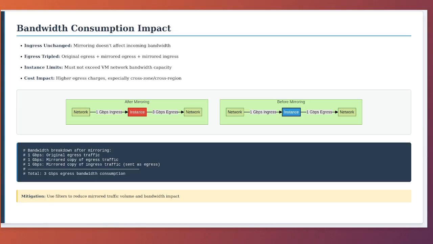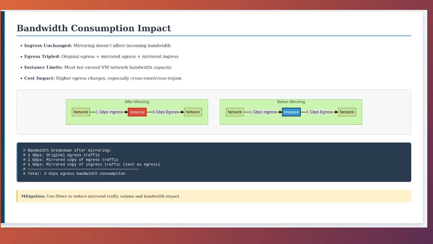This is straightforward and matches how we typically think about network capacity. The instance consumes ingress bandwidth receiving data and consumes egress bandwidth sending data. Now let's look at the bottom portion showing the instance after mirroring is enabled. The ingress side hasn't changed. The arrow still shows 1 gigabit per second ingress.